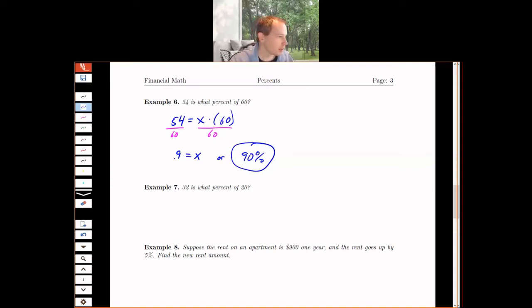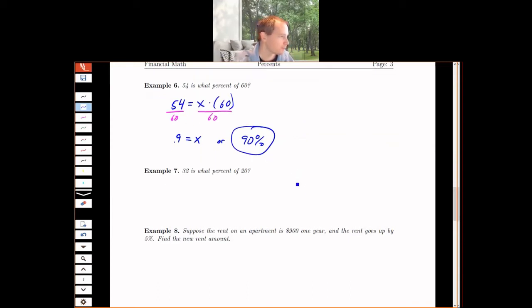Okay, so again, that idea of translating creates an extra line of writing, but then it becomes very clear what operation do I use, right? In this case, I was actually dividing the numbers, and it helps me know which way to divide, right? Because percents don't always have to be a number between 0 and 1, so it's not always the bigger number on the bottom. Okay, so 32 is what percentage of 20?